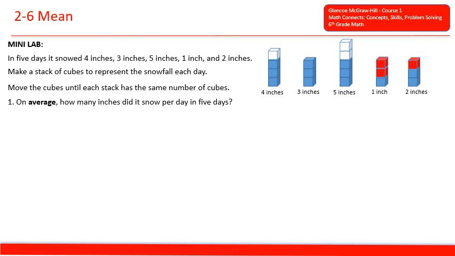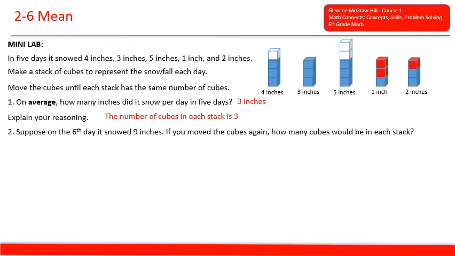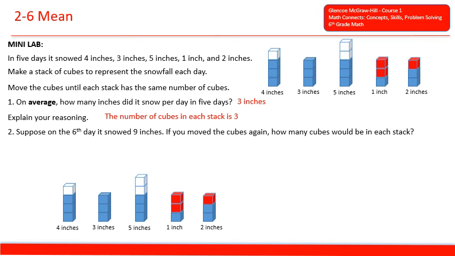On average, how many inches did it snow per day in 5 days? 3 inches, because each stack is now 3 inches, or 3 cubes. Explain your reasoning. What I just said. Suppose on the 6th day it snowed 9 inches. If you move the cubes again, how many cubes would be in each stack?